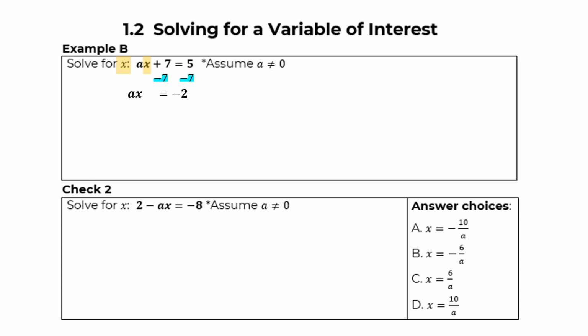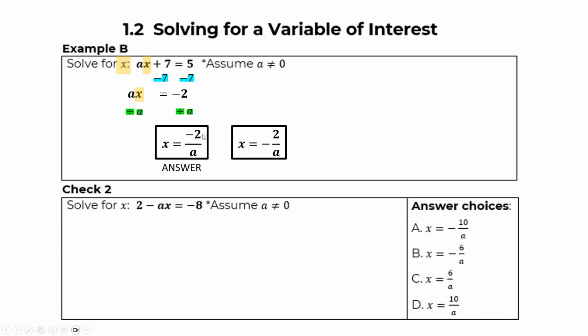5 minus 7 is negative 2. Now we have a times x. So what operation is happening between the a and the x? Well, that's multiplication. So we're going to divide by a. And we get x is equal to negative 2 divided by a. That is your final answer. Sometimes you will see that negative sign written in front of the fraction instead of in the numerator or the denominator. Both technically are correct.